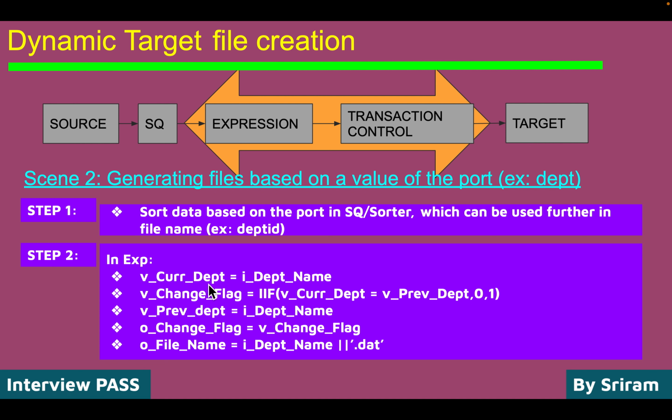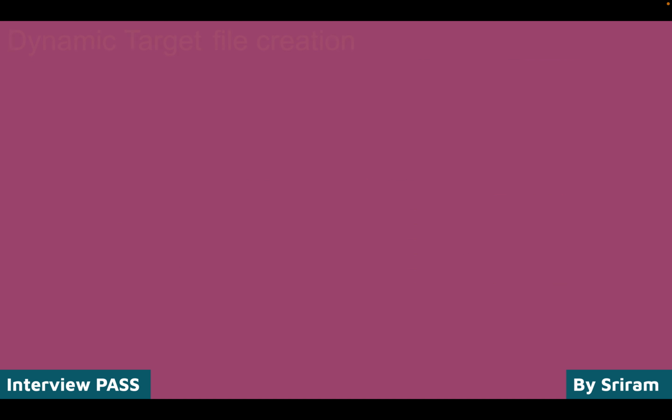Current department is equal to the department name that is coming from the source now. For the change flag, previous department is the department that I have already read from the source. I will compare in the change flag: if current department is equal to previous department, if both are the same, then I want to accumulate, so I'll make it 0. Otherwise, it will be 1. So O change flag is equal to change flag, and O file name is equal to I department name dot dat. Whatever department name is coming, maybe it.csv or it.dat, that file name is created here. Let us see the third step to understand the transaction control here.